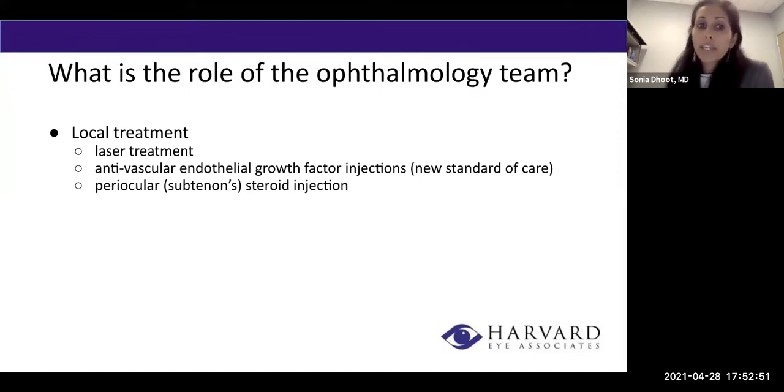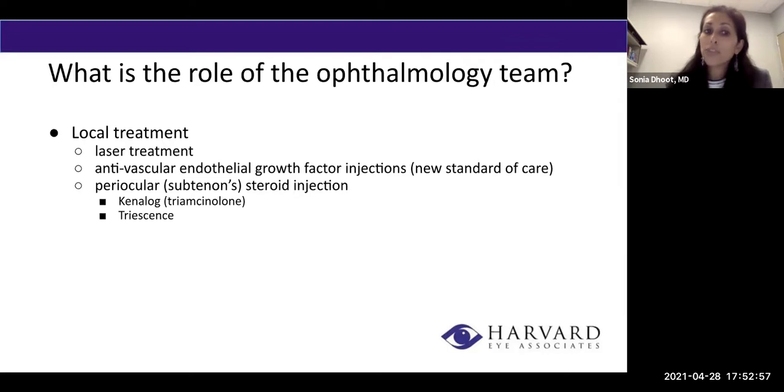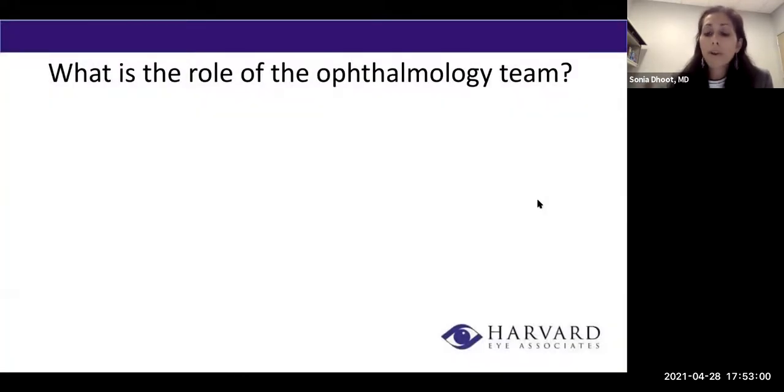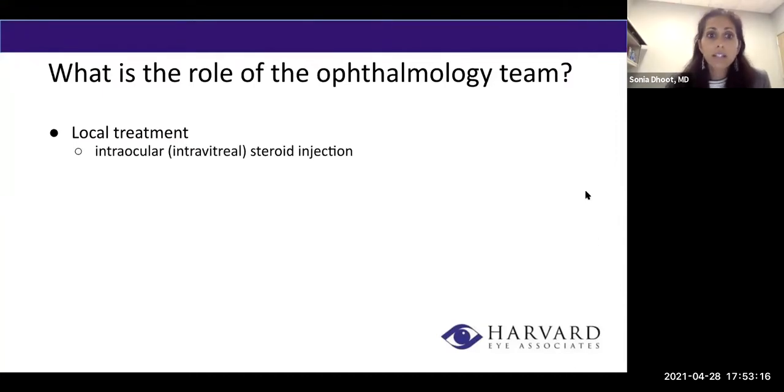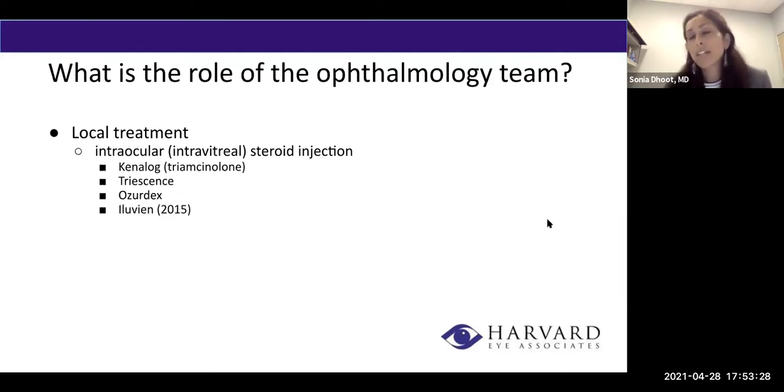And then the second thing we can do is steroid injections, either around the eye or directly into the eye. And there's a few different steroids we can use. The thought process behind the steroid is that basically it helps cut down the inflammation. We know that diabetics have a higher level of inflammation in their body. So we know steroids kind of help with that aspect of the diabetic eye disease. The different steroids we can inject are Kenalog, Triessence, or Ozurdex. There's also a relatively new drug that came out in 2015, known as Iluvien. And then in some severe cases, we need to do surgery.